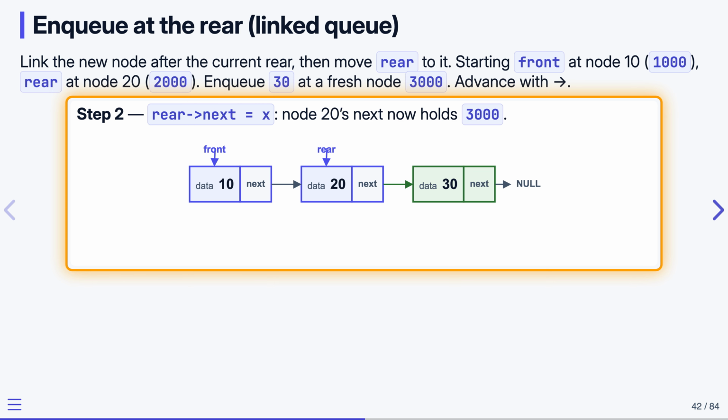Step 2. We set rear->next = X, so node 20's next field now holds 3000, the address of the new node. Rear itself has not moved yet. Step 3. We set rear = X, now rear holds 3000, so it names node 30. The enqueue is done. It is O(1) because there was no walk to the tail.